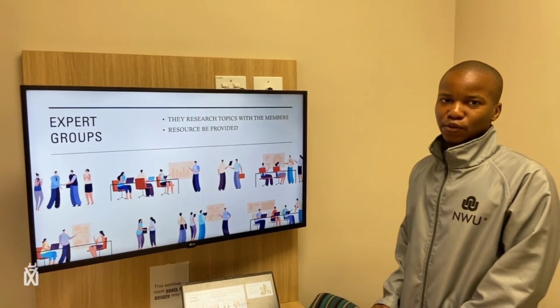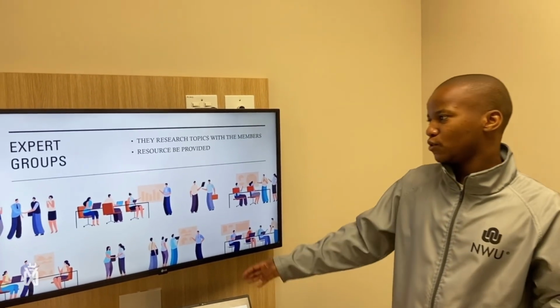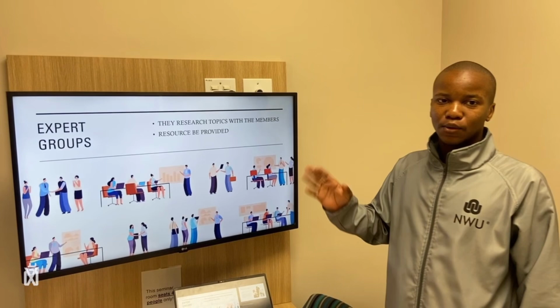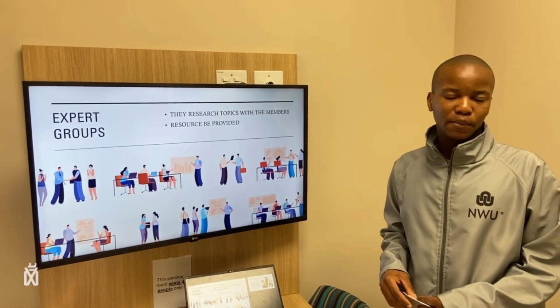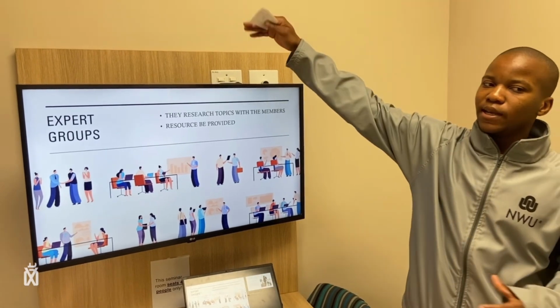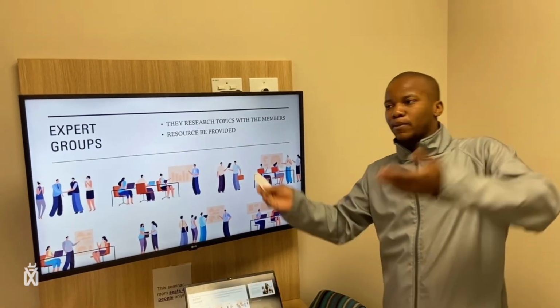As I've mentioned before, you have 2 groups. The group that you're in now is your home group, and now we're moving to the expert group. I'll explain what you're going to do in your expert group. The first thing you're going to do is stand up. If you're number 1, please go to the side. If you're number 2, please go to the side. If you're number 3, please go to the side. If you're number 4, please come to the side.